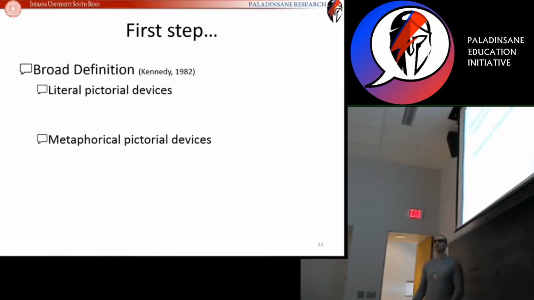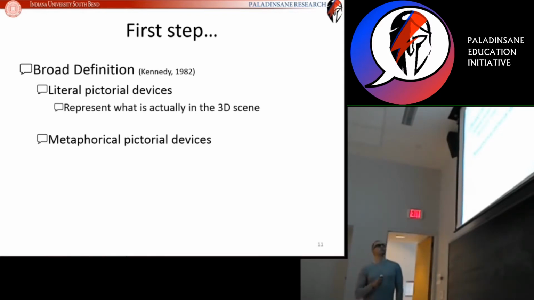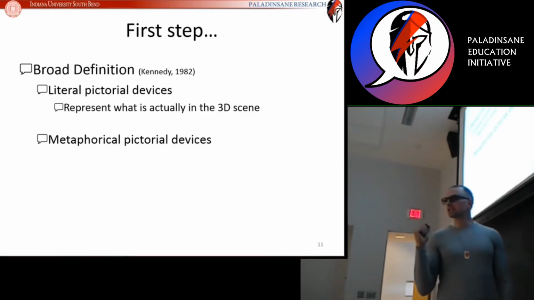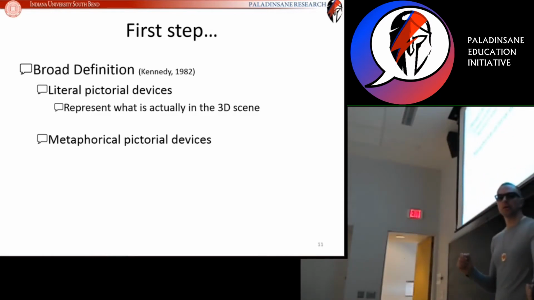You might disagree, but this is our working definition. So what we're going to do is just define it. Literal pictorial devices, these are pieces of your picture. Pictorial devices are strategies and pieces of your picture, and literal ones represent what is actually in the 3D scene, what is actually out there in the real world.